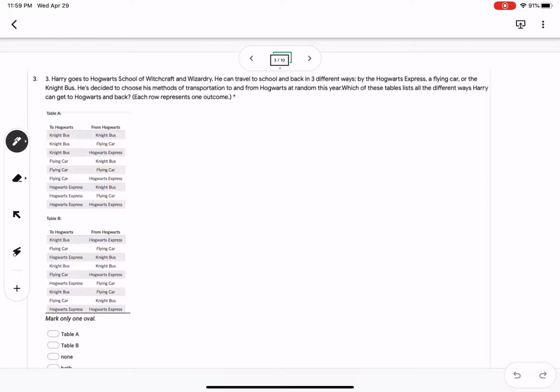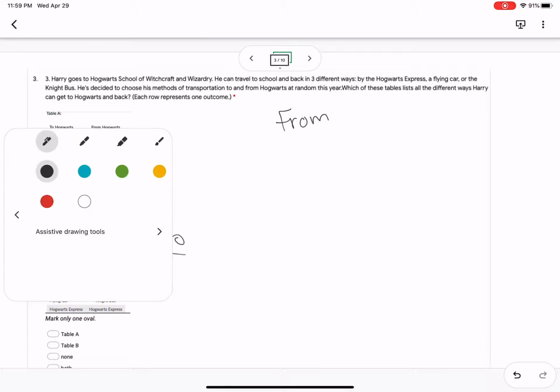So this is the same thing, basically. All right, and I'm going to show you a different way that we can kind of look at it. Because we're looking at his way to and back, so to and from. And there are 3 different ways that he can do this, right?